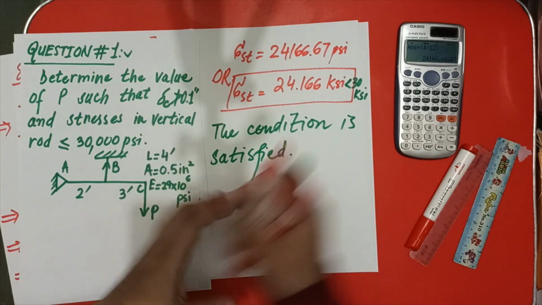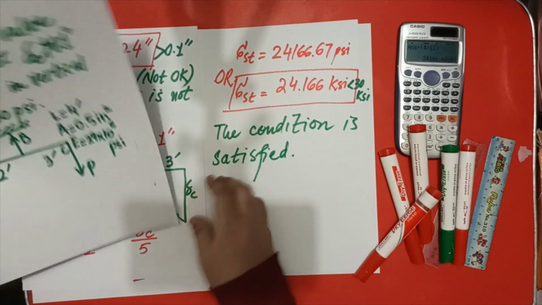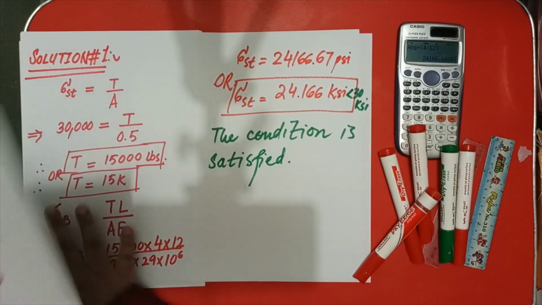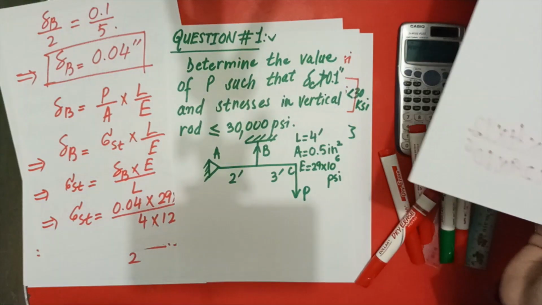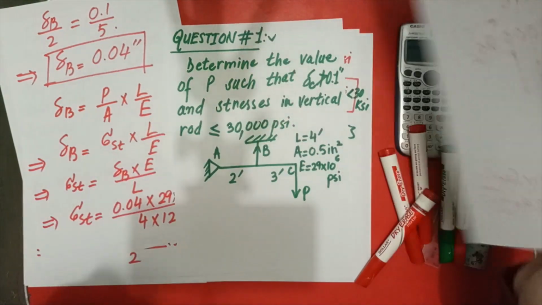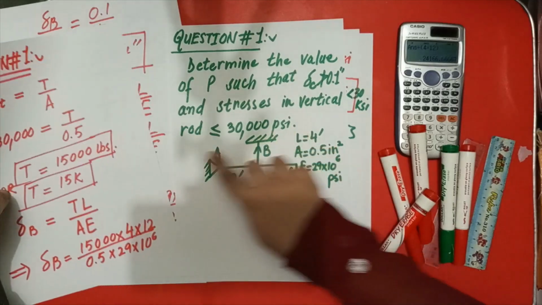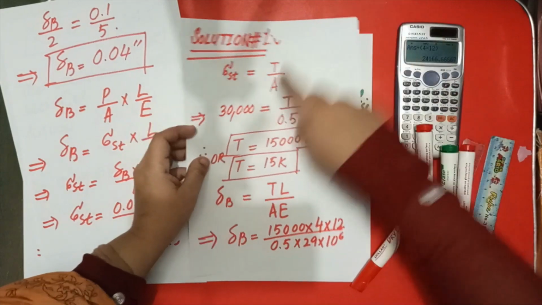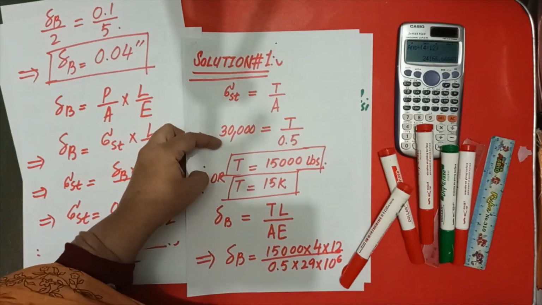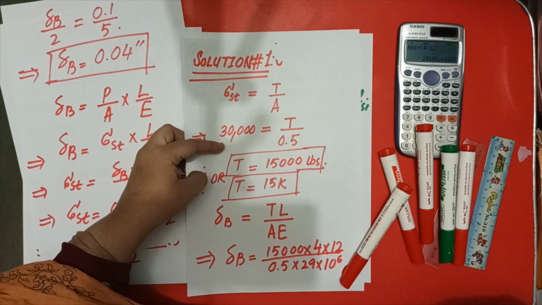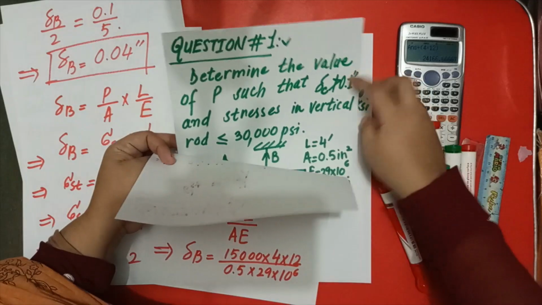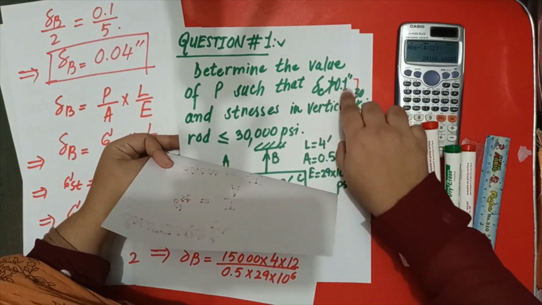In this situation, let me tell you what we have done. In this question, there were two conditions given: one is that deformation at C does not exceed 0.1 inches, and stress in the vertical rod should not exceed 30,000 psi. So I first took the assumption that the value of stress ST is 30,000 psi or 30 ksi. But when I put this, the second condition does not satisfy, that delta C exceeds 0.1 inches.